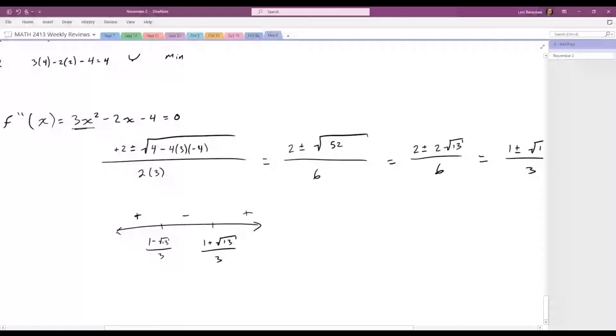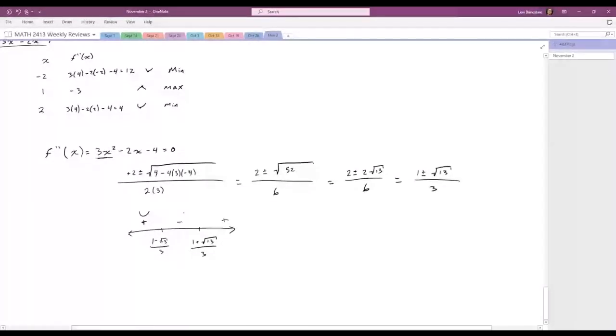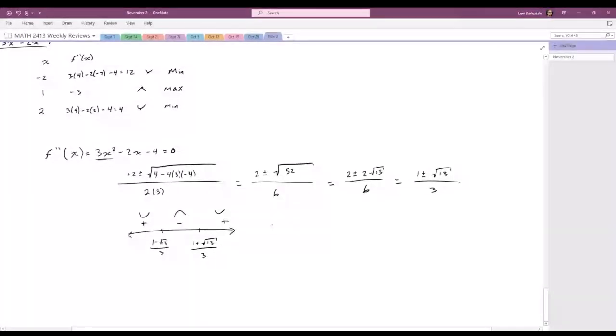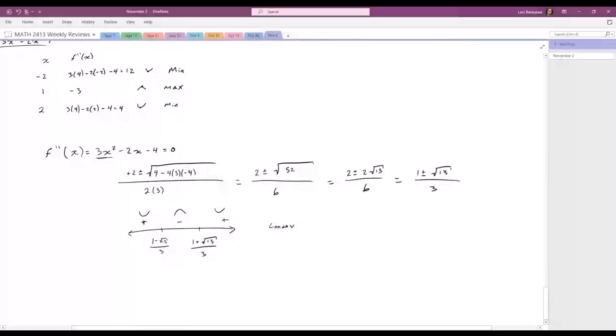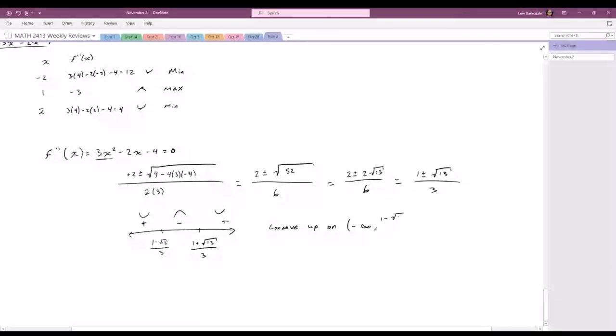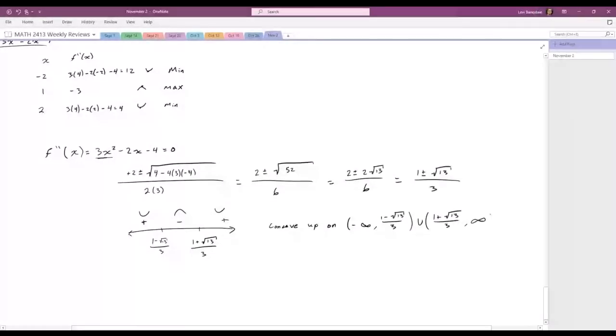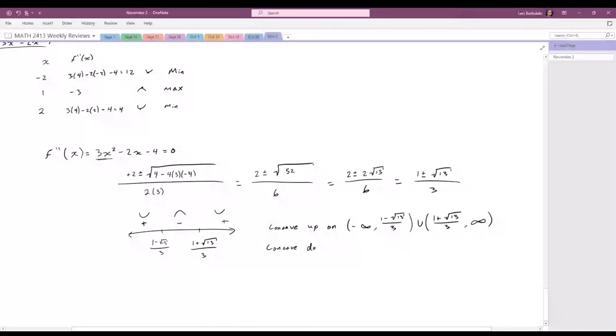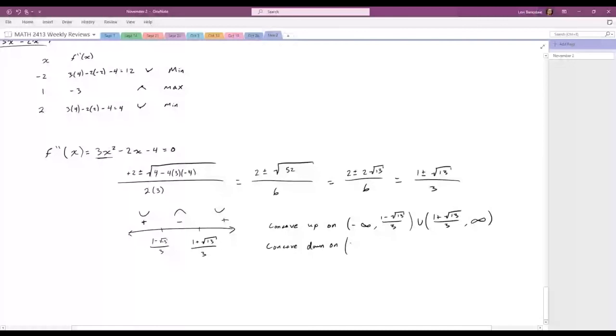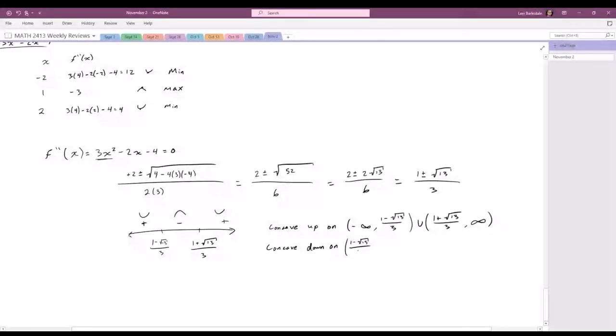So whenever it's positive, we are concave up. Whenever it's negative, we're concave down. So we can say that our function is concave up on the interval from negative infinity to (1 minus the square root of 13) over 3, union (1 plus the square root of 13) over 3 to infinity, and it is concave down on the interval from (1 minus the square root of 13) over 3 to (1 plus the square root of 13) over 3.